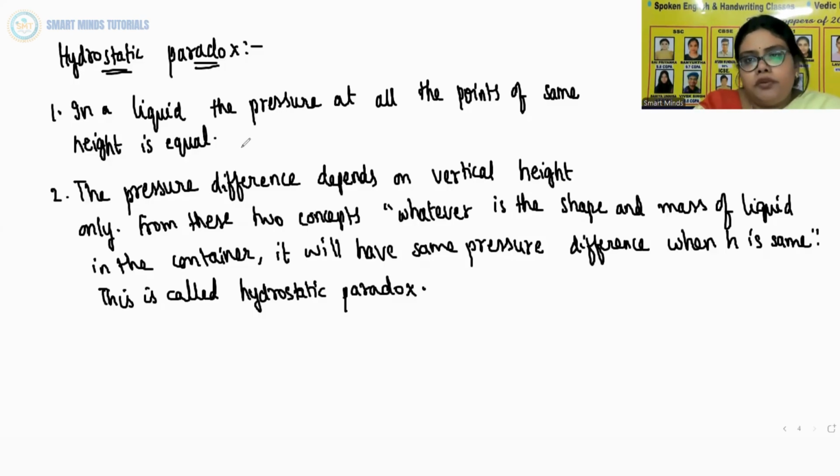Now let us move on to the next topic, that is hydrostatic paradox. In a liquid, the pressure at all the points of the same height is equal and the pressure difference depends on vertical height only. So from these two topics, we can say that whatever the shape and mass of the liquid in the container, it will have the same pressure difference when the height is the same. This is called hydrostatic paradox.